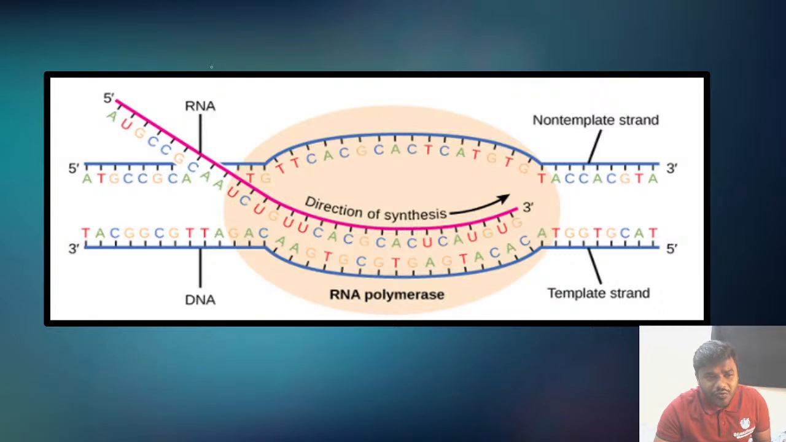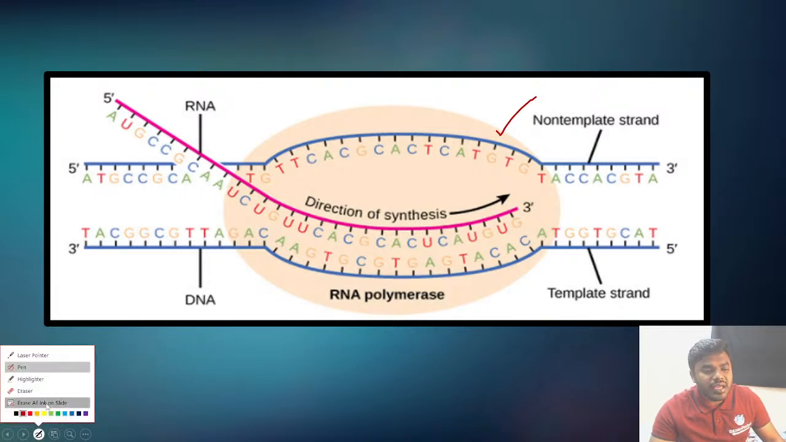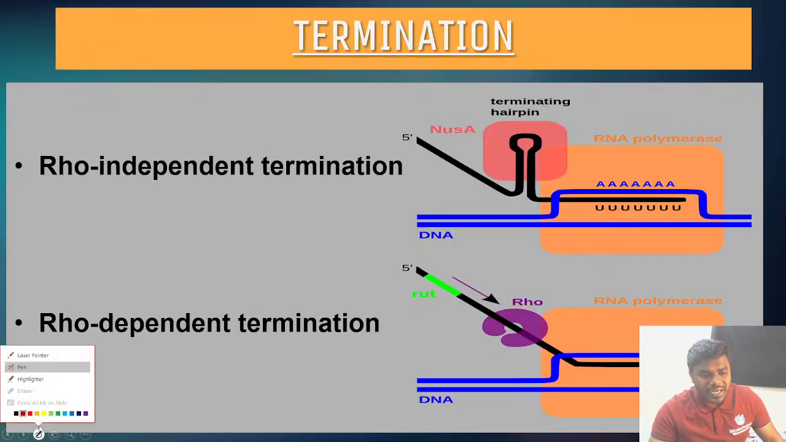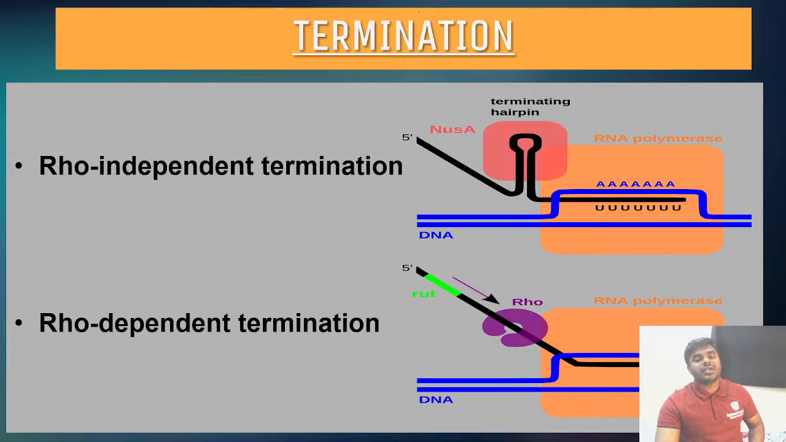Okay. Now friends, for how long is the RNA synthesized from the DNA? Until the RNA polymerase enzyme reaches a particular site. What do you call that particular site, my friends? We call that particular site the termination site. Now friends, let's try to understand how the termination occurs.